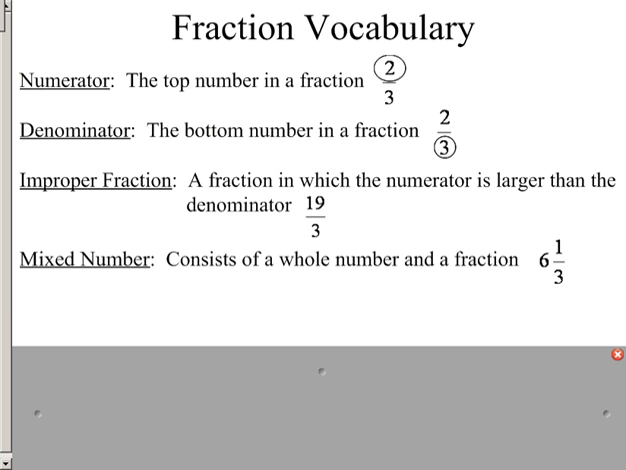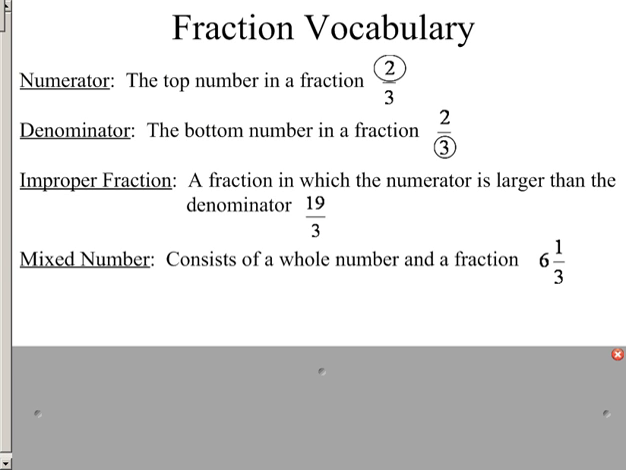So hopefully everyone knows that the numerator is the top number of a fraction. So in this example, when we have 2/3, 2 is called the numerator. The denominator is the bottom number in a fraction. So when we see the number 2/3, the 3 is the denominator.